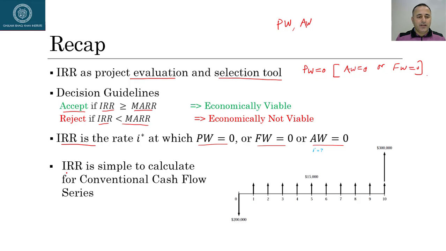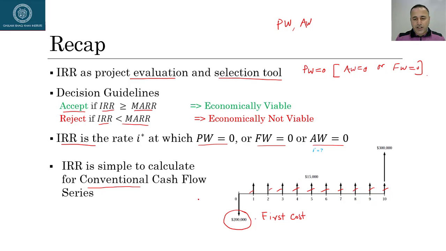Now IRR is simple to calculate for a conventional cash flow diagram, cash flow series. And how does a conventional cash flow look like? So this cash flow diagram represents a conventional cash flow series in which we have an initial investment, and then the remaining cash flows are actually inflows. So we start with an initial investment. Normally we call it the first cost of the project, and then of course we are hoping to get some return.